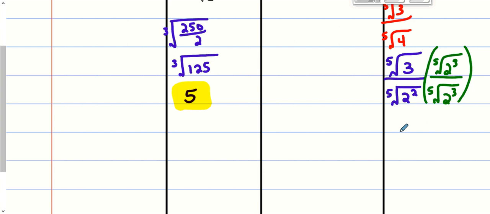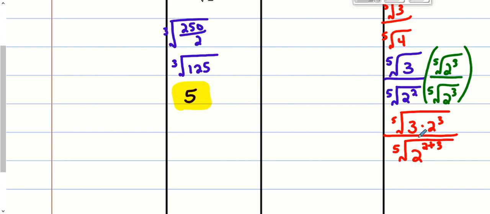So on the top, I have the 5th root of 3 times 2 cubed, divided by the 5th root of 2. Now, remember, bases are the same. I'm multiplying, so 2 plus 3. If I'm multiplying the bases, I'm adding the exponents.